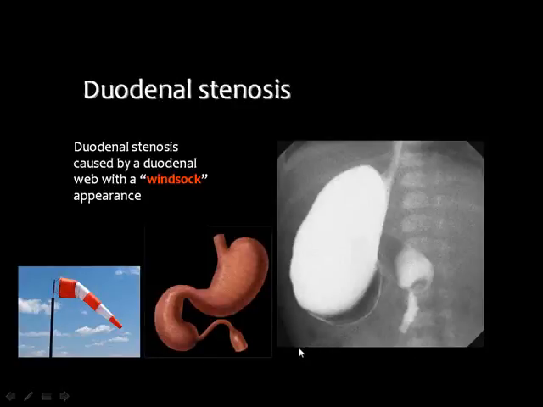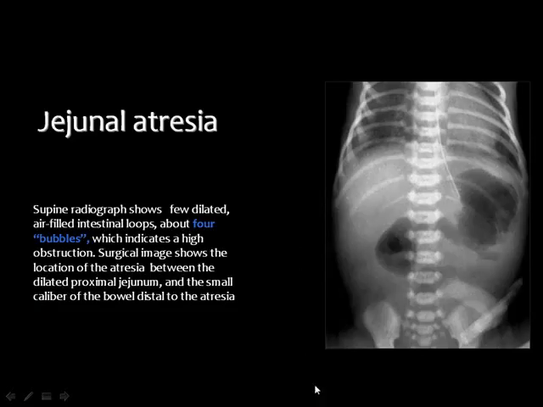In cases of duodenal stenosis, you consider some barium will pass the stenotic segment to opacify the distal loop of the duodenum, and you can see dilatation of the proximal part as well as distension of the stomach, exactly similar to this configuration. Then the jejunal atresia, you will see the 4 bubble or the triple bubble appearance.